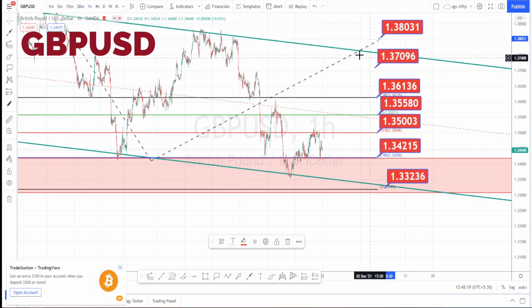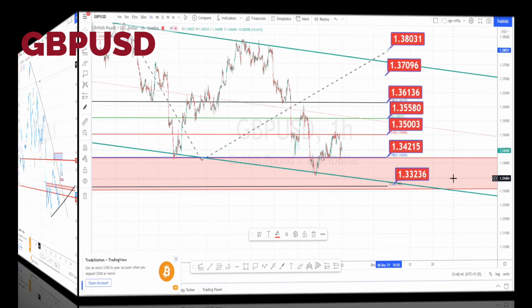This is outside of the channel pattern, but if it makes a little bit of wicks and all, you can find it to test this level also. But overall trend is on the downside. Let's do the analysis in Euro USD.